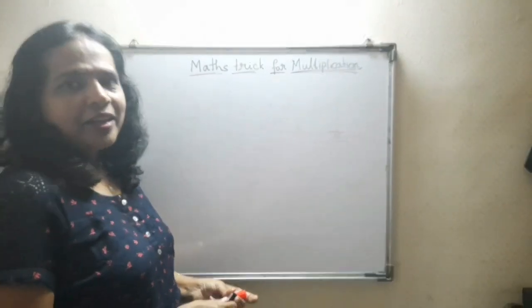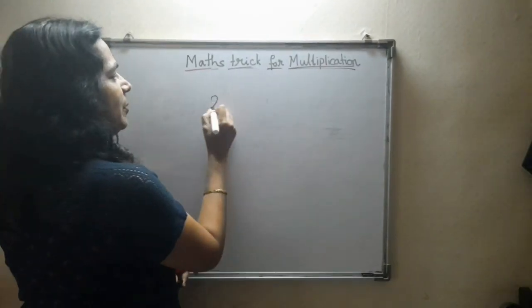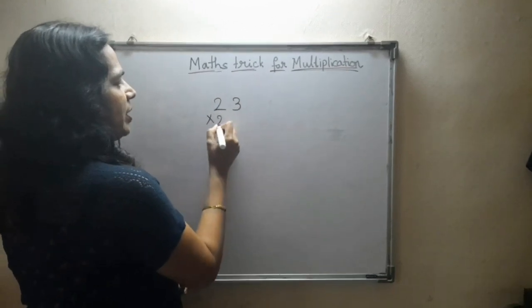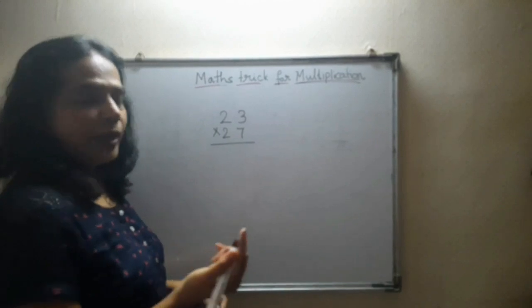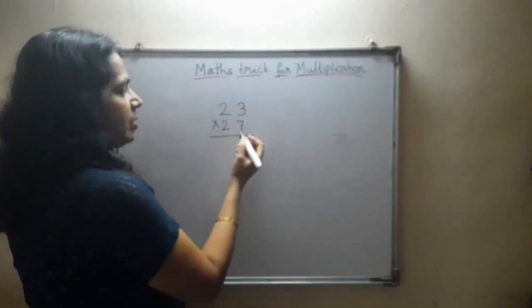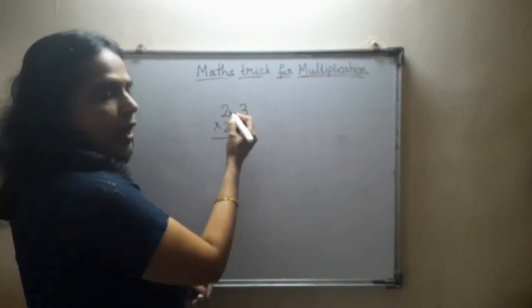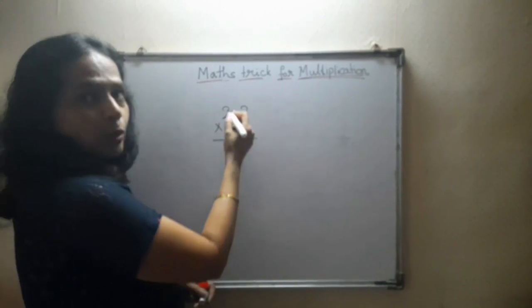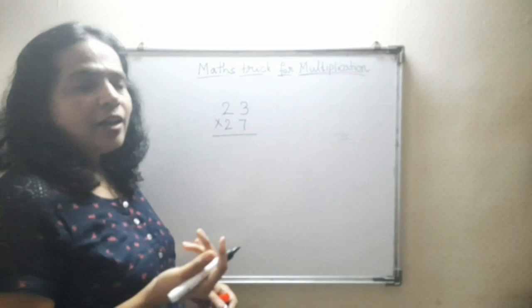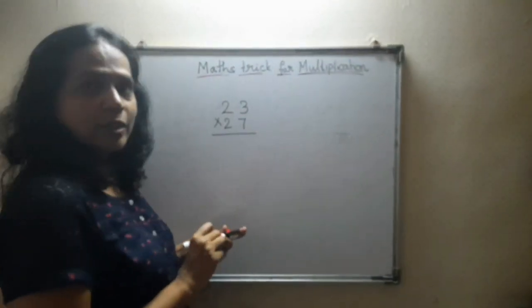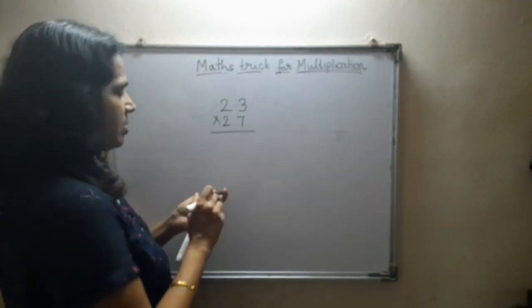Let us begin. If I give you the number 23 multiplied by 27, how will you multiply? By the normal method, you will multiply 7 3s are, 7 2s are, then you will do 2 3s are, 2 2s are, and then you will add. You will do it with 3 steps, right? Now here I am showing you a way of doing it fast.